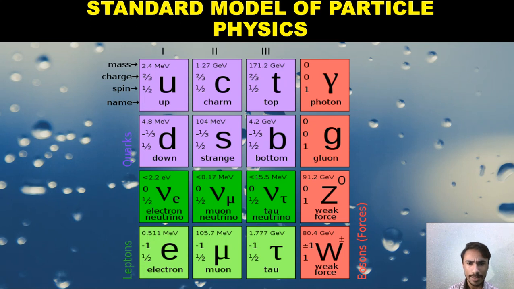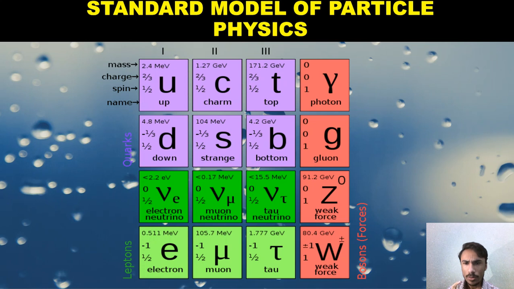On the other end, at the bottom, there are the lepton families. In the lepton family, there are also six particles: electron, muon, tau, electron neutrino, muon neutrino, and tau neutrino. On the right side, you are seeing four particles, and these particles are called the bosons family.